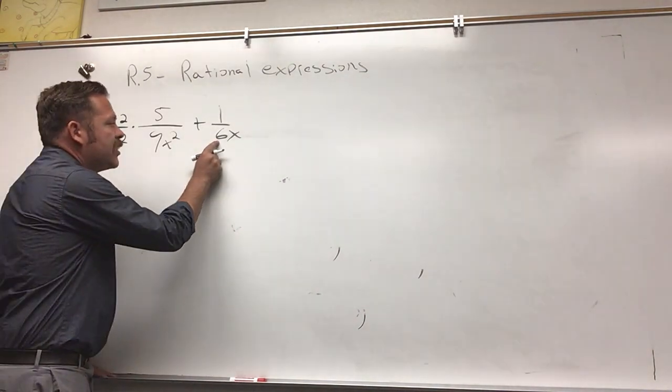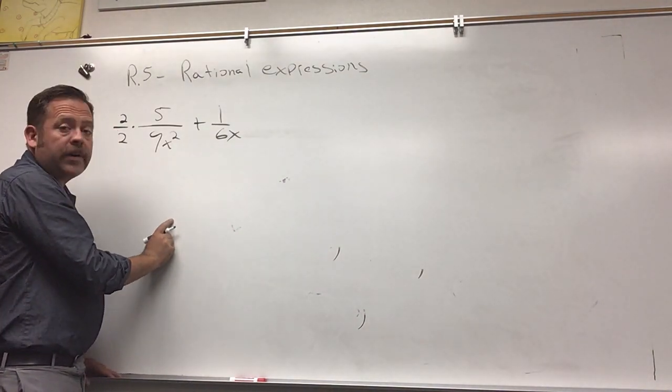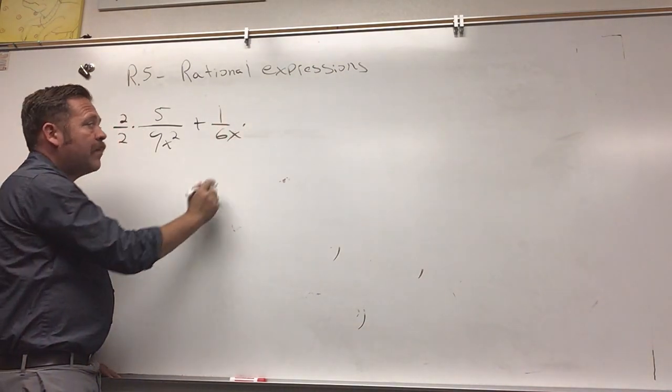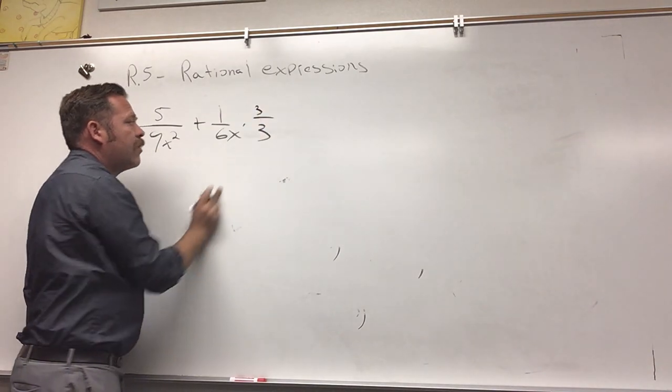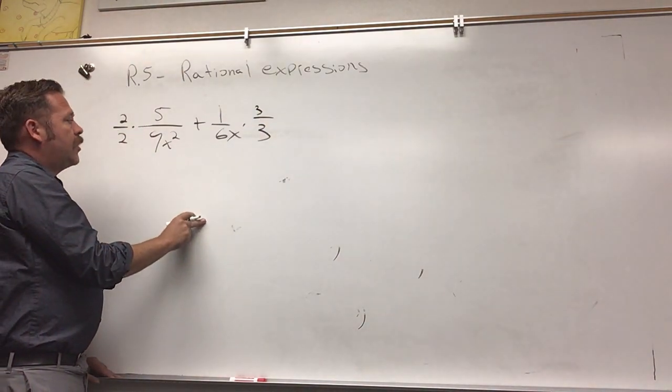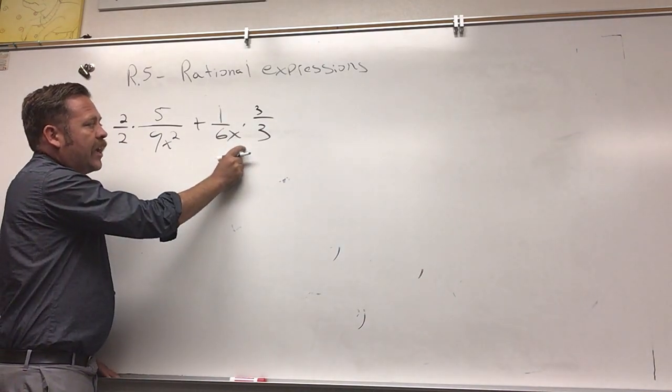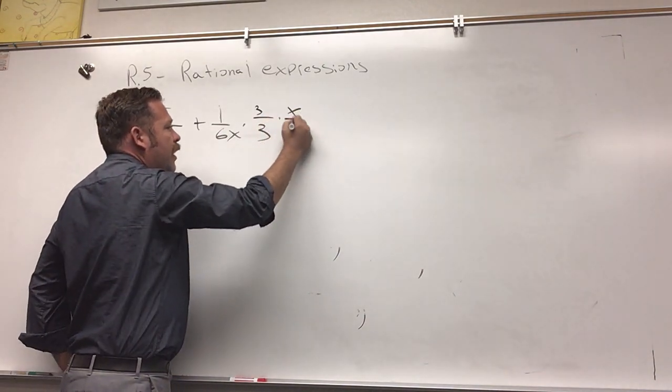What can I multiply 6 by to give me that common denominator of 18? Well, the 6 is going to need to be multiplied by 3. So I'm going to multiply by 3 over 3, right? So we've almost got our common denominator. The only thing that this one is missing is an x. So I'm also going to multiply by x over x.